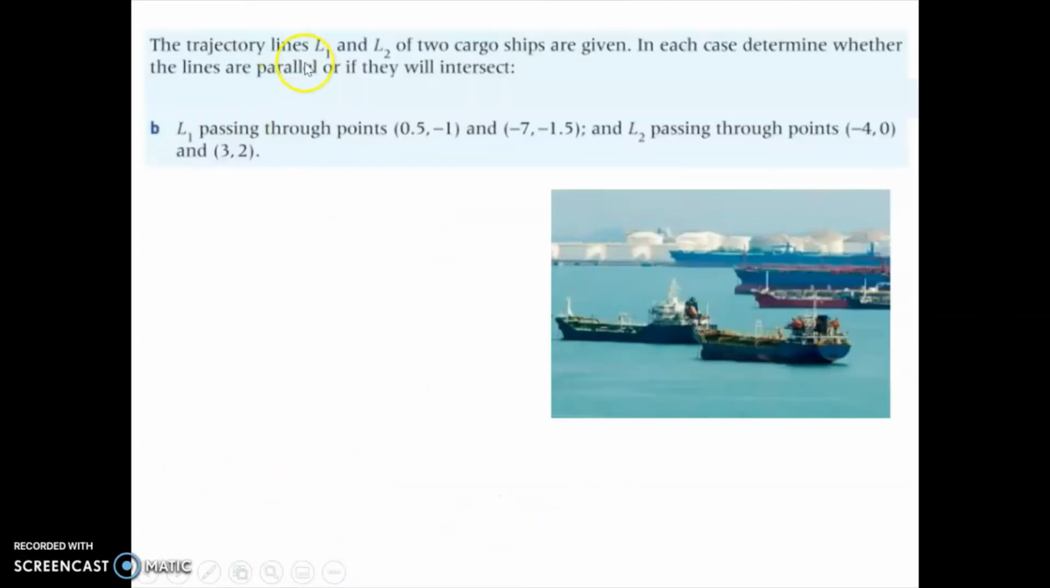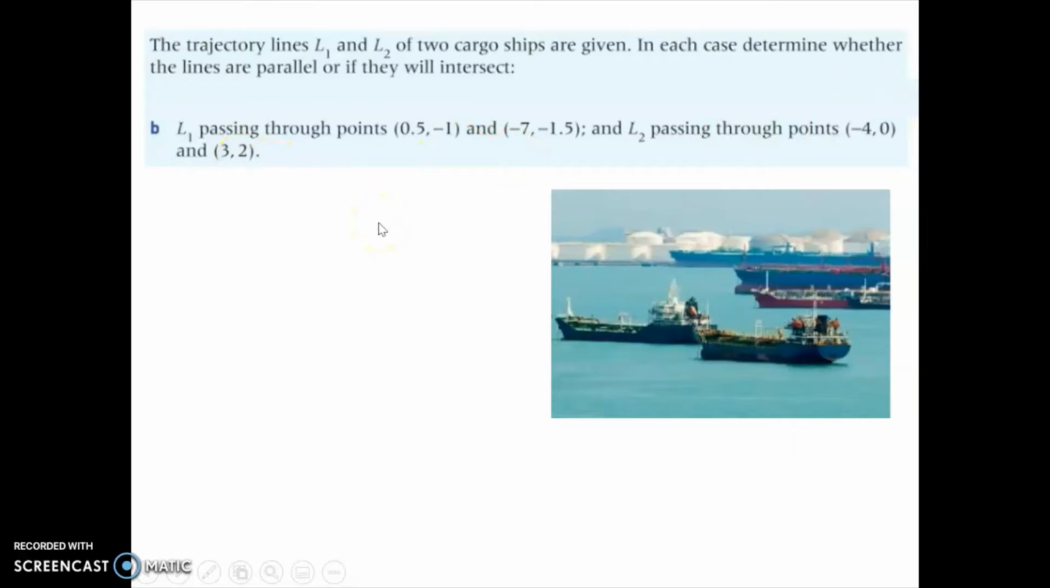Here we have the trajectory lines L1 and L2 of two cargo ships. Imagine two cargo ships are traveling, and they travel along line 1 and line 2. We are trying to determine whether the lines are parallel or if the ships will intersect. So if we have an equation for each line, for each ship traveling on a line, will they always stay parallel, or are they headed towards each other a little bit? So it says line 1 passes through these points and line 2 passes through these points.